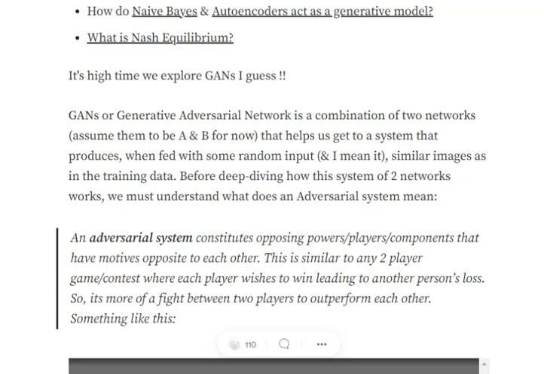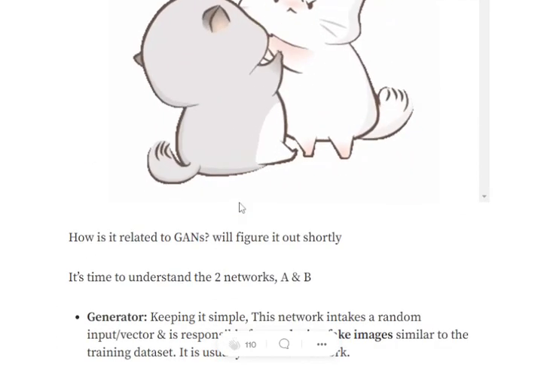So let's first of all understand what is adversarial. An adversarial system constitutes opposing powers or players that have motives very different from each other. For example, consider the game of boxing. Both the players involved have different motives. They both wish to win, and eventually only one of them can win. So there is a tussle between them going on every moment. One person's win is another person's loss. Both the fighters are trying to outperform each other, something that you can see in this particular GIF.